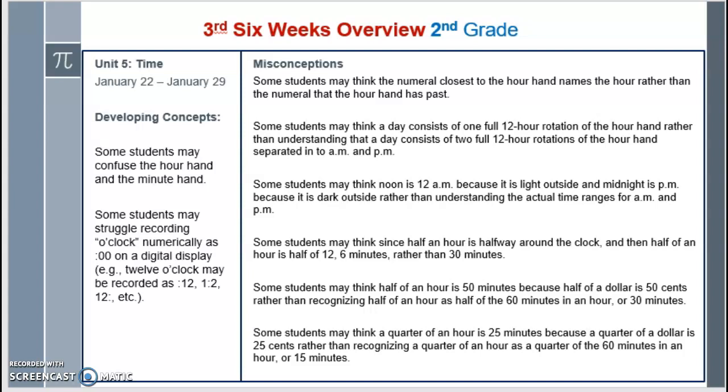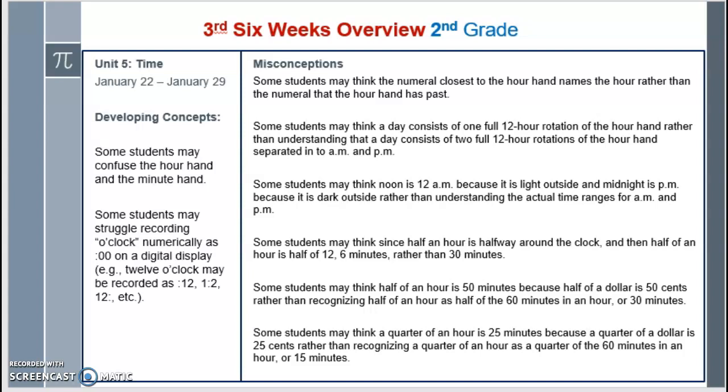And then some misconceptions are that they may think that the numeral closest to the hour hand names the hour, rather than the numeral that the hour hand has passed. And so it's 1 o'clock until it passes the one, then it goes into two. It's always within that 60-minute frame. Some students may think that a day consists of one full 12-hour rotation rather than two full 12-hour rotations.